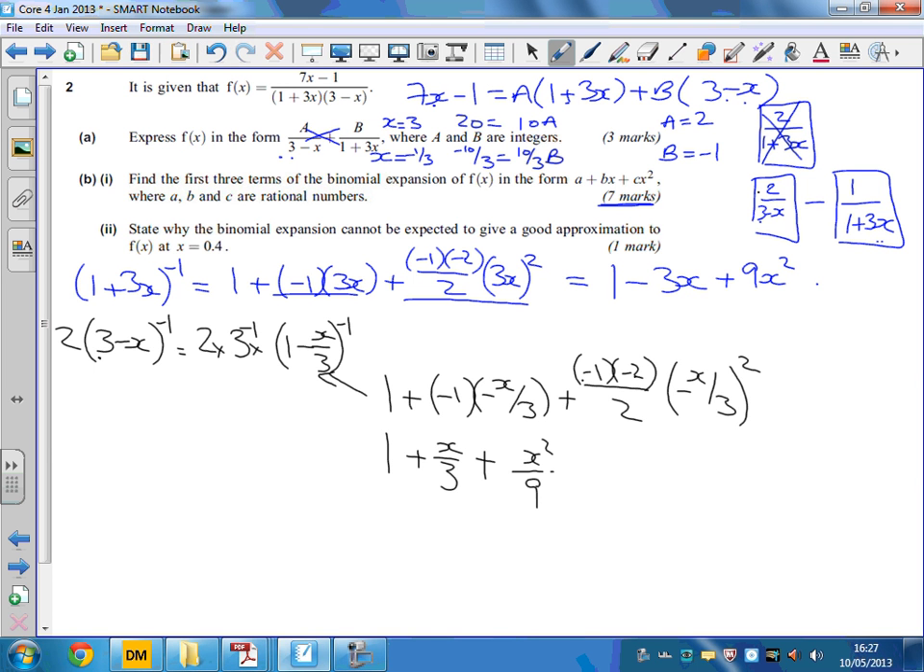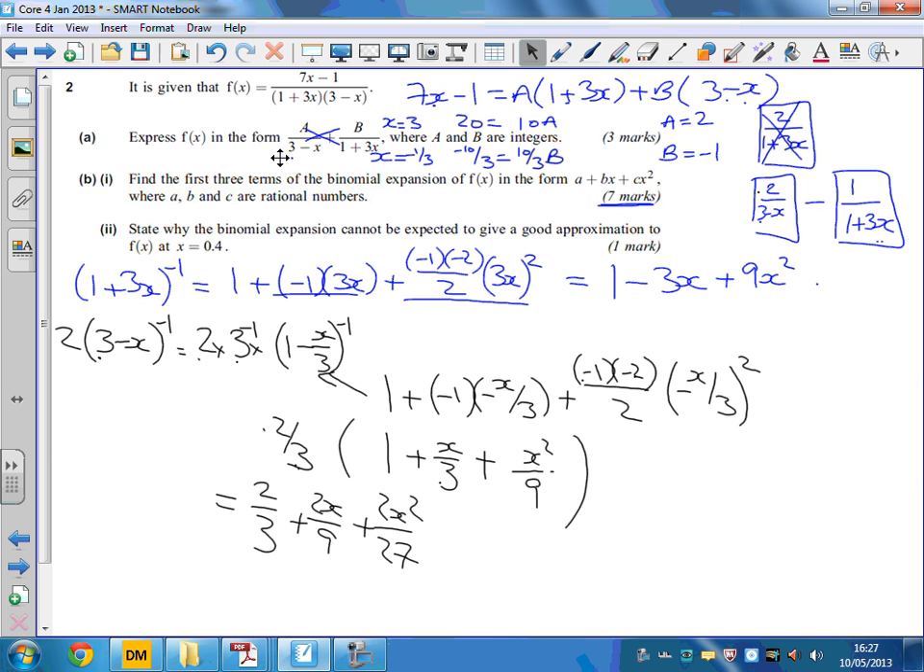What have we got to do to that? Well, we need to times this by 2 over 3. We need to do 2/3 of it. And so we're getting 2/3 times 1, which is 2/3. 2x over 9, 2 times x, 3 times 3, and 2 times x squared. I knew there was a 27 coming. 3 times 9 is the 27 there.